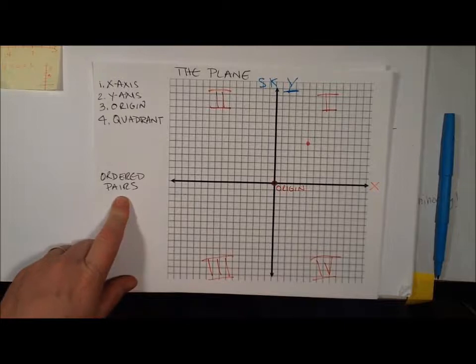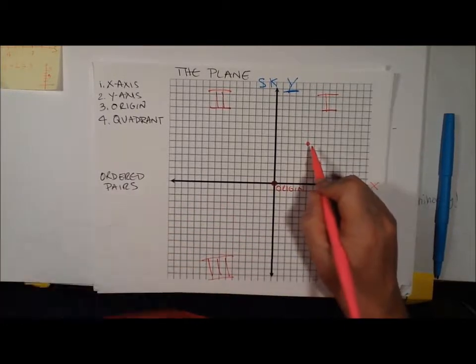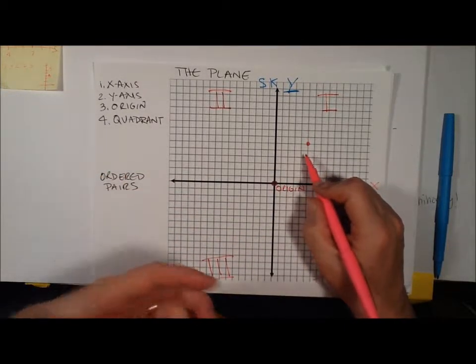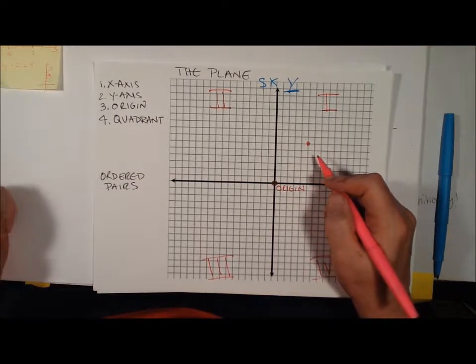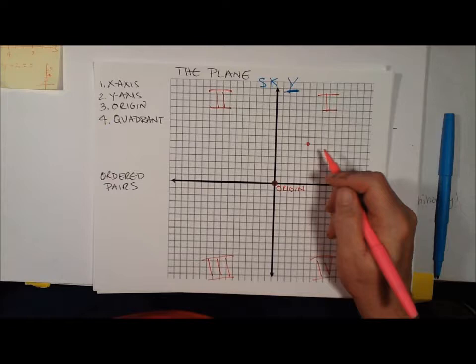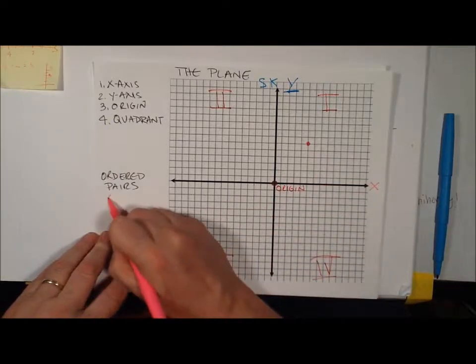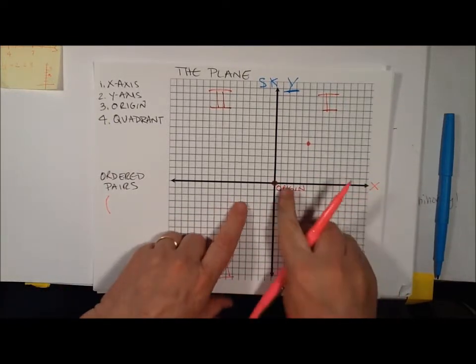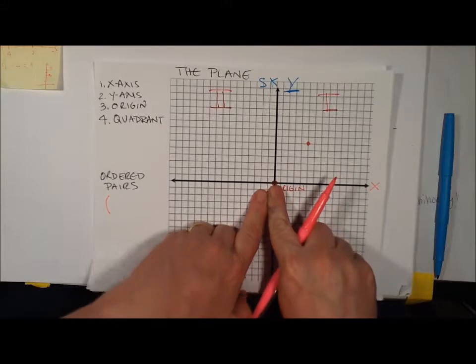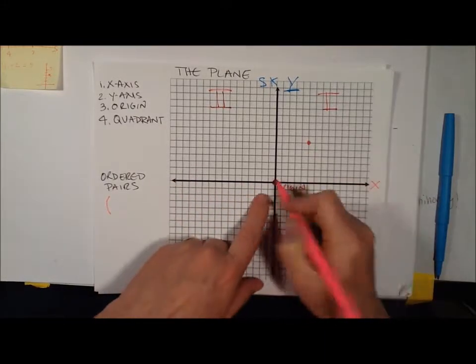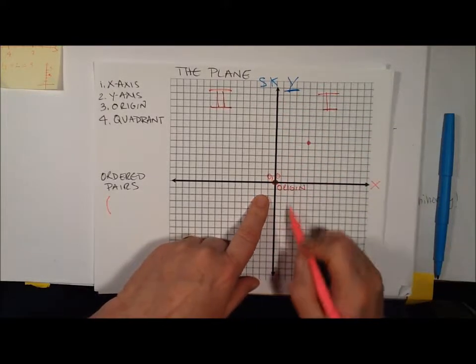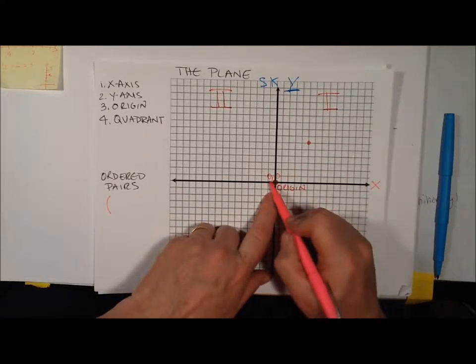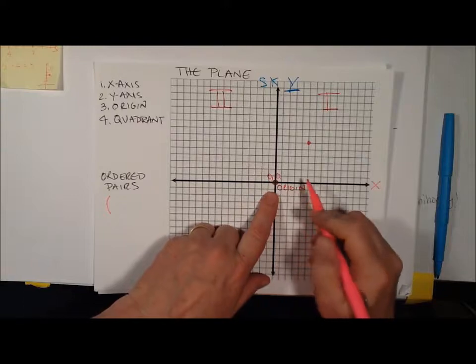Now, if I close my eyes and pick a spot, I'm going to pick that spot right there. That's a specific location on my graph. There is no other place on the graph that is exactly there. So I have to be pretty specific in giving you directions how to get there. So the first thing I do is I'm going to tell you how many steps right or left from 0. This is 0, 0. 0 steps up and down, 0 steps right and left. 0, 0 is the origin.